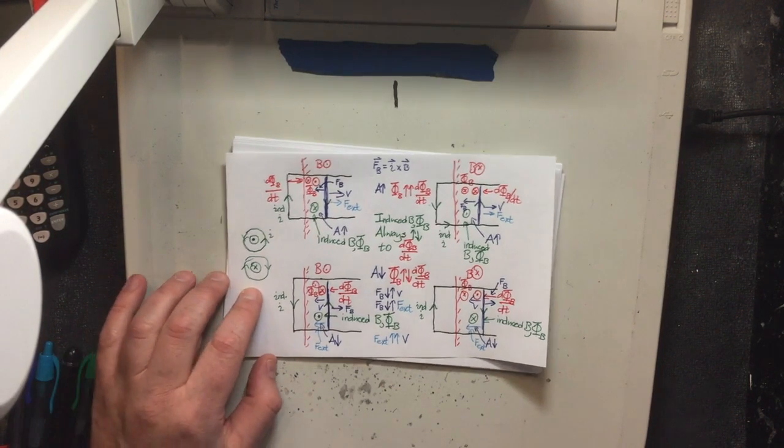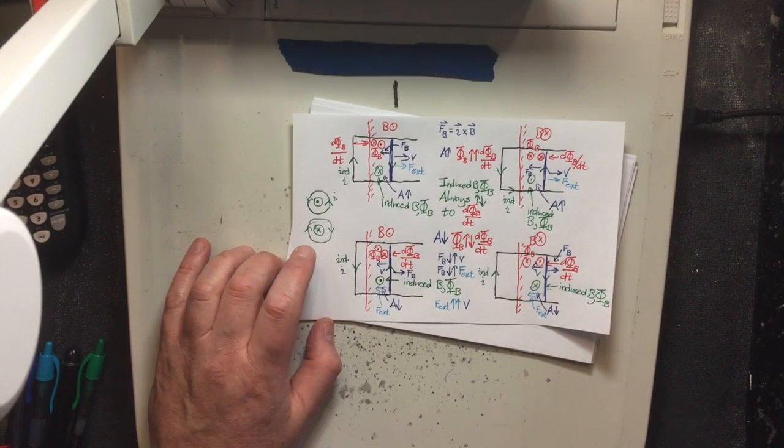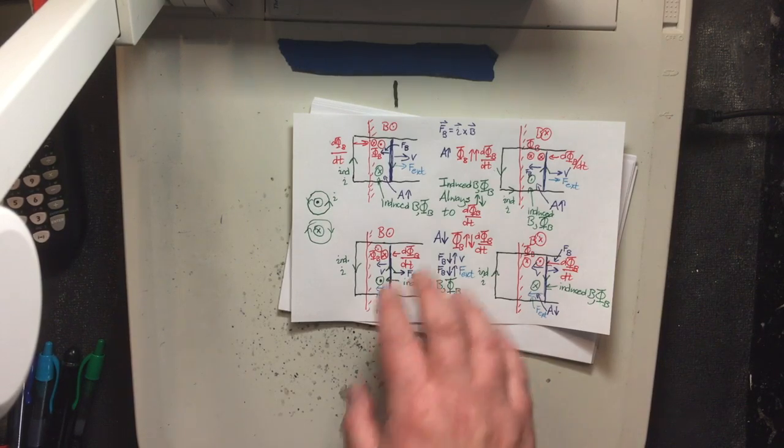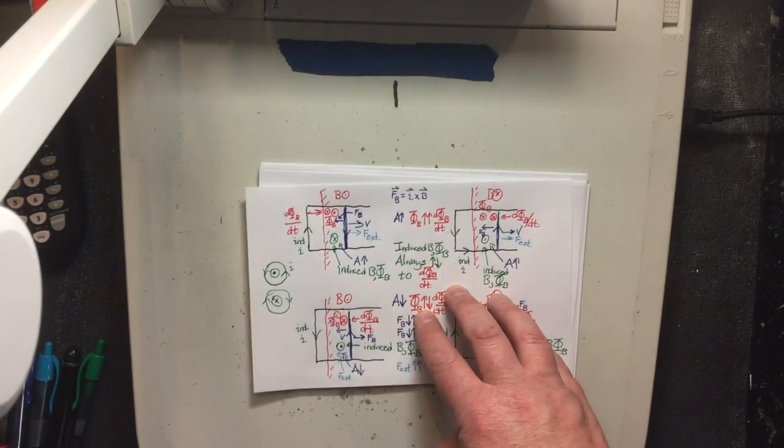All right, let's just blow this guy up real quick. So the current is going from the bottom to the top of the page with regards to the bar. So that's up. B is out of the page, the external B. So the magnetic force is to the right. And that's it. That's all it is. Yes. Not the induced, it's the original.